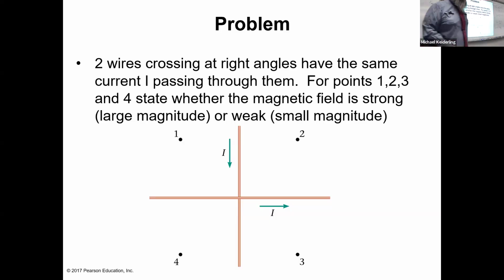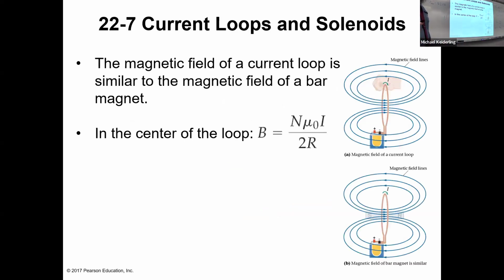I'll go through the description of current loops and solenoids. The magnetic field of a loop of current is similar to the magnetic field of a bar magnet. And in the center of the loop, the magnetic field is N times mu naught times the current over 2 times the radius.